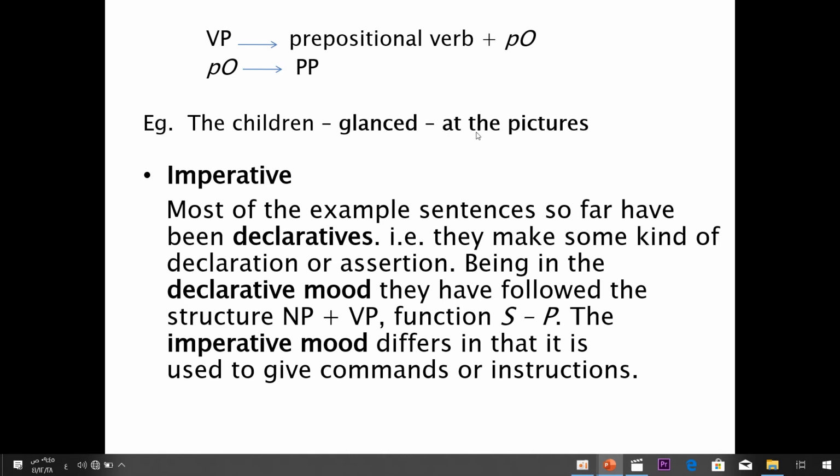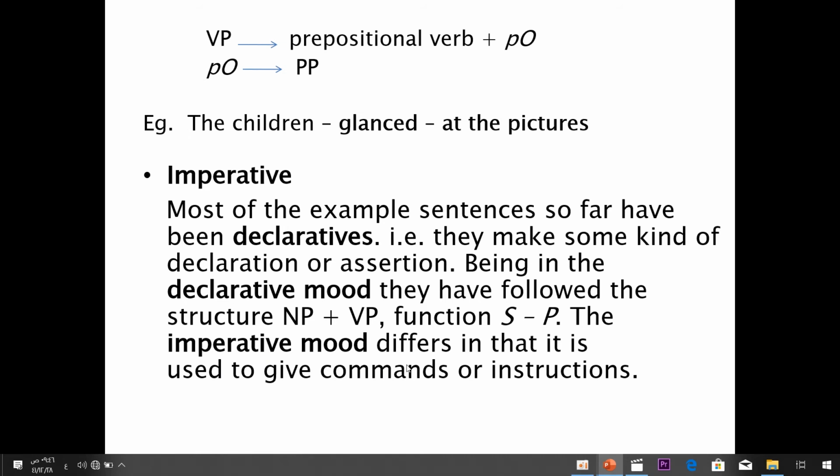And now we move to the imperative, صيغة الأمر. Most of the example sentences so far have been declaratives, جمل تصريحية. Let's say they make some kind of declaration or assertion, and they have a complete thought or complete idea, and they end with a period or full stop. Being in the declarative mood, they have followed the structure noun phrase plus verb phrase, function subject and predicate or verb. The imperative mood differs in that it is used to give commands or instructions.